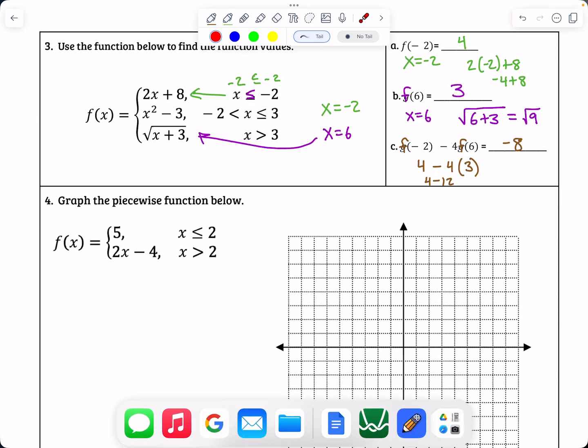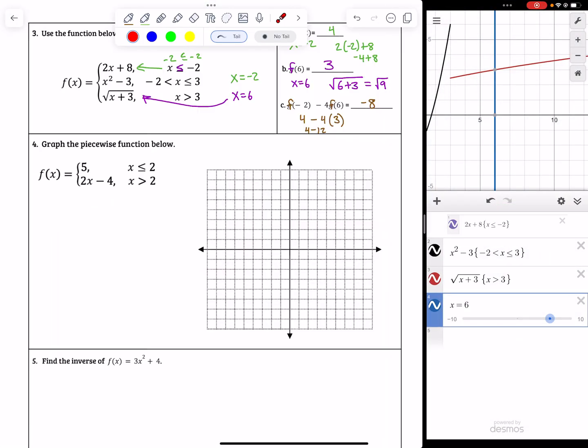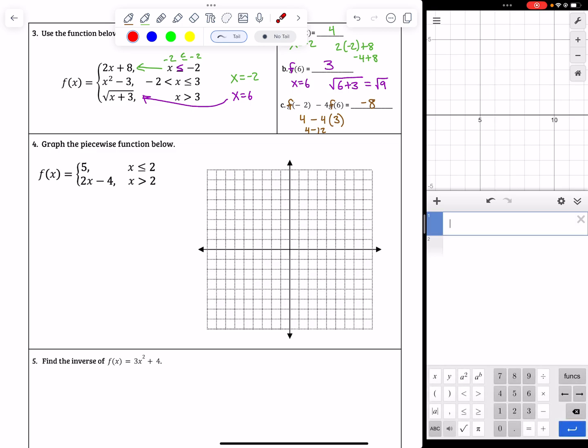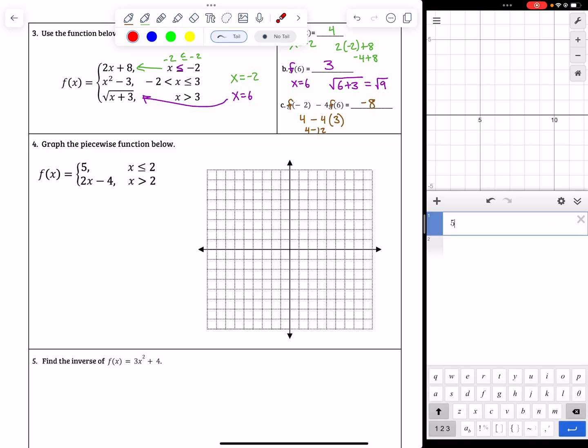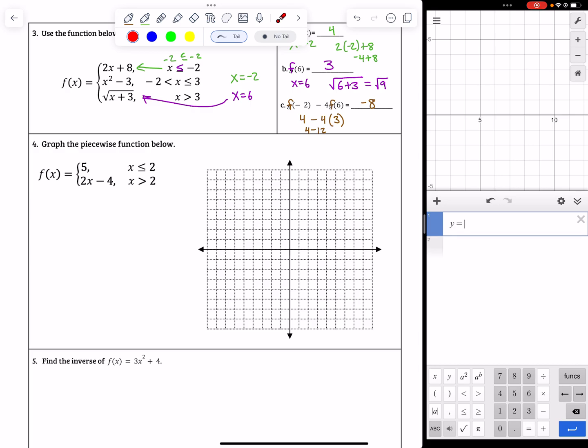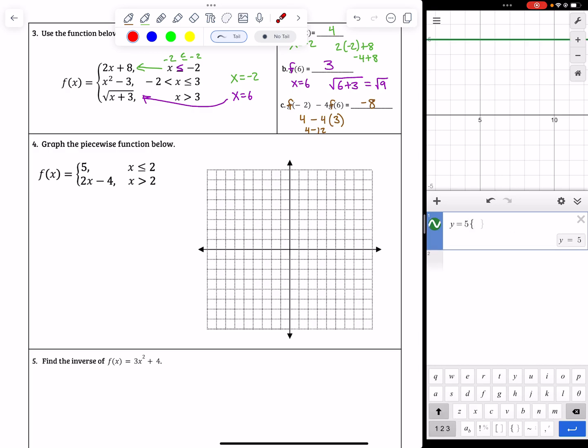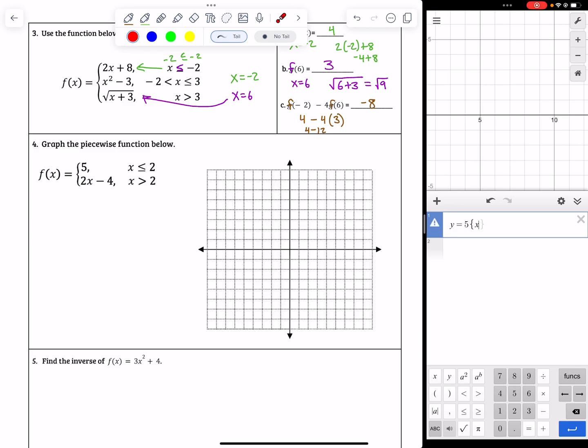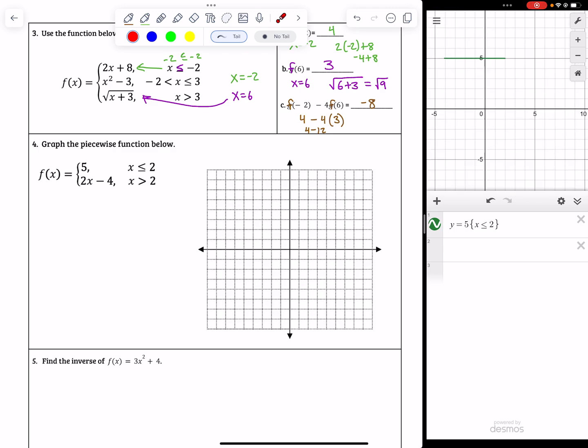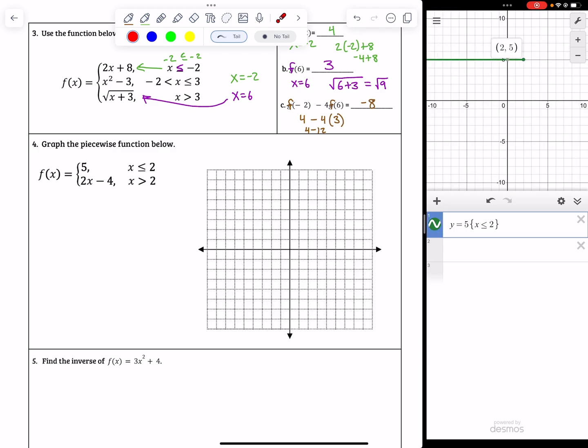So number 4 wants us to graph the piecewise function. So let me pull Desmos back up. And we're just going to type it in and then transfer it to our paper. So I'm going to put in 5, which you can also put in y equals 5, since 5 is just all by itself. And then let's put in the domain in the curly braces, which is x is less than or equal to 2. So let me hit home, and I can drag it over and see that the endpoint is at 2, 5, and it is closed. It's closed because it has an equal to bar underneath it.